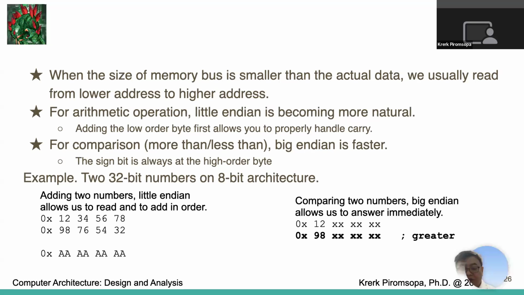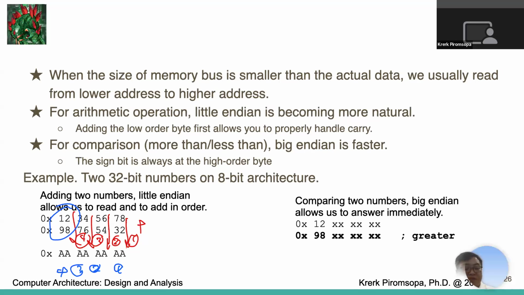Just to show that with little endian, if you want to add two numbers, let's go like this: 1, 2, 3, 4. But if you want to know which one is greater, you have to read 1, 2, 3, 4, and then you can compare. It takes longer for little endian.